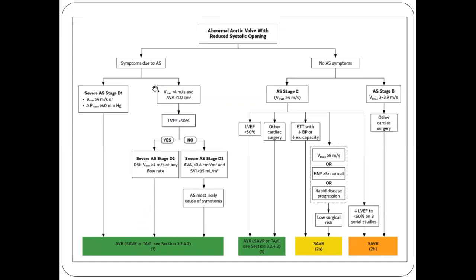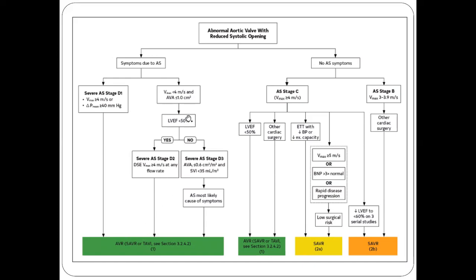If the symptoms are due to AS, and the Vmax is less than 4 meters per second, and the aortic valve area is less than 1 centimeter squared, and the EF is less than 50%, then it's considered severe AS stage D2. If the DSE Vmax is more than 4 meters per second at any flow rate, then aortic valve replacement is suggested.